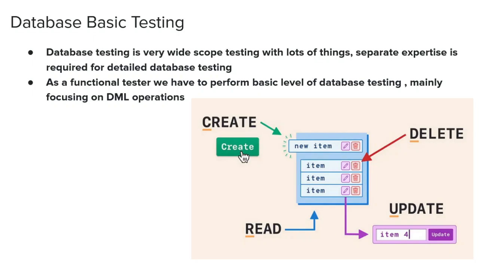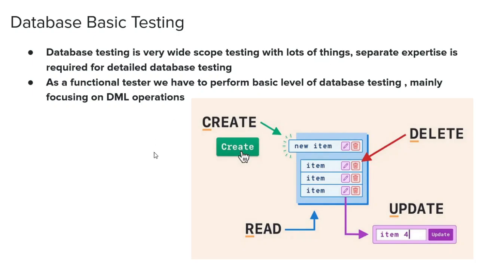Sometimes there can be a separate team of testers dedicatedly working on database testing. But as a functional tester, we have to cover very basic operations during database testing, for example focusing on DML operations. DML operations are data manipulation operations. DML full form is data manipulation language related operations.